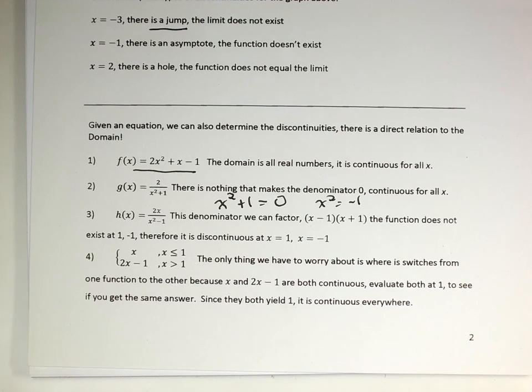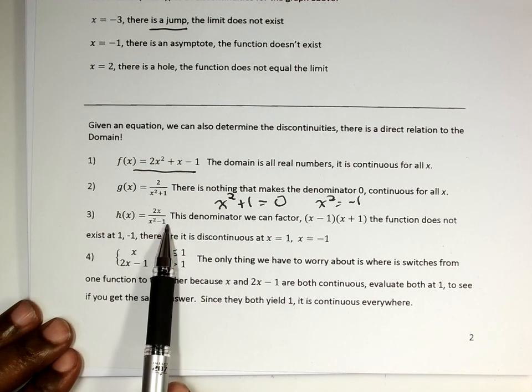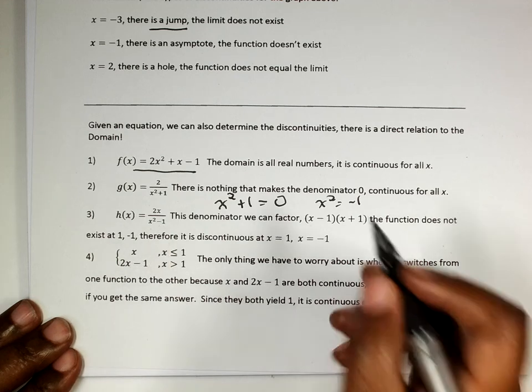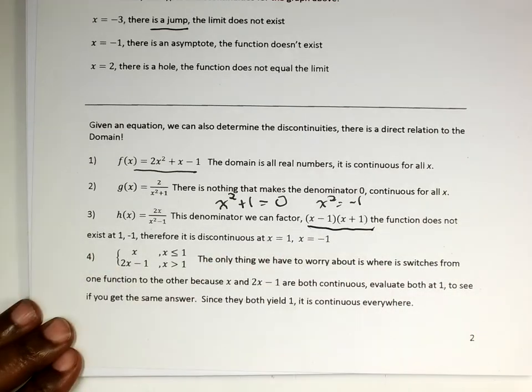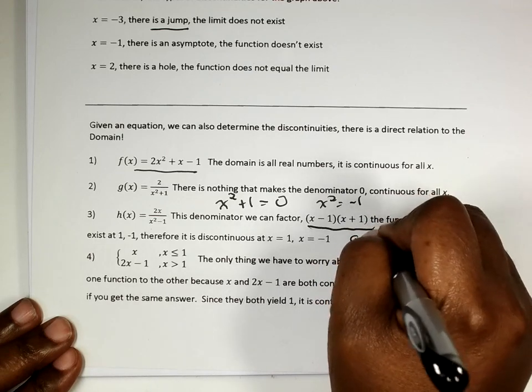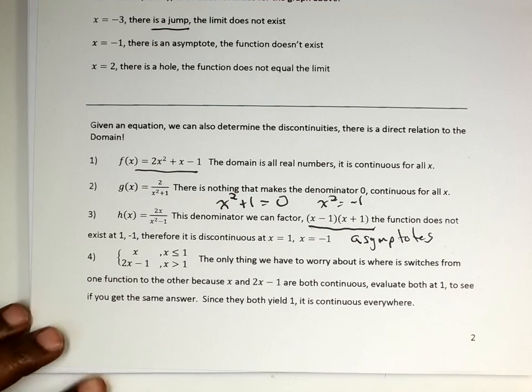Number 3, on the other hand, we do have a denominator that's factorable. X squared minus 1, we can set that equal to 0. So that factors to x minus 1 and x plus 1. And when you set each of those equal to 0, we get 1 and negative 1. So therefore, I have discontinuities at 1 and negative 1. And they don't simplify away. So those are actually asymptotes. We have vertical asymptotes at 1 and negative 1.